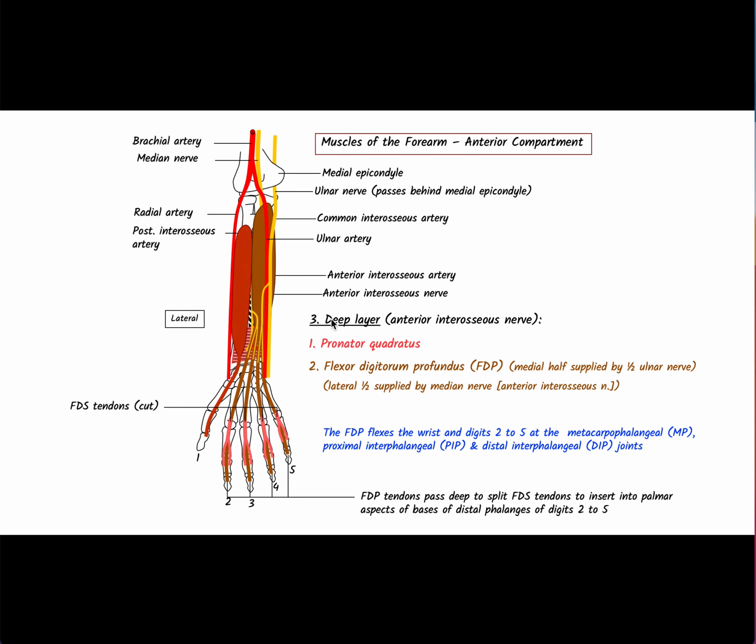And now this last muscle of the deep group, that is going towards my first digit, and this muscle is nothing but flexor pollicis longus. And this flexor pollicis longus goes and gets attached onto the distal phalanx of the first digit.